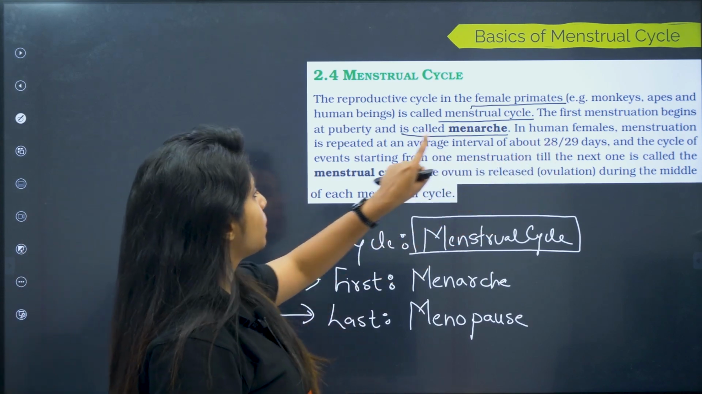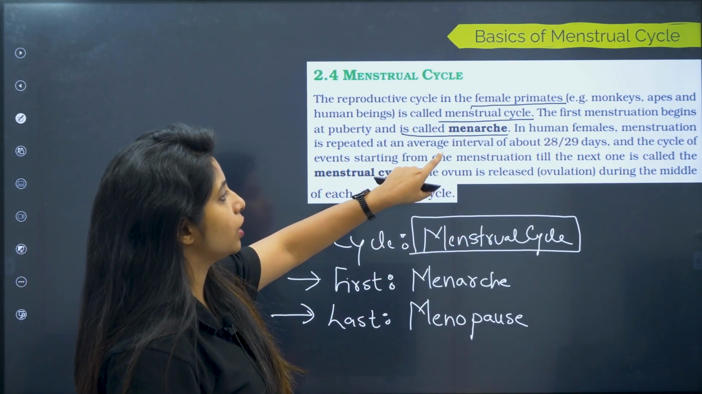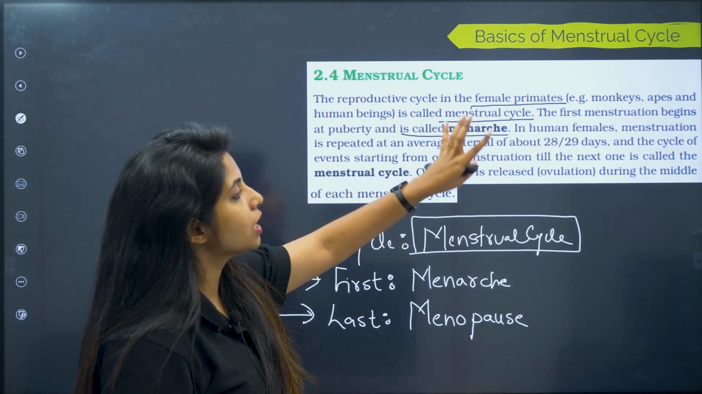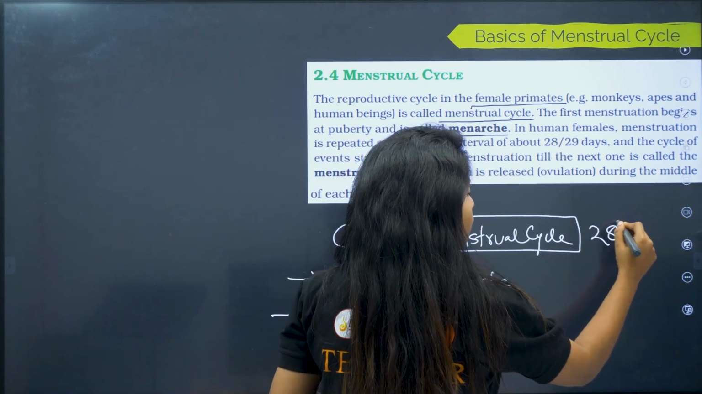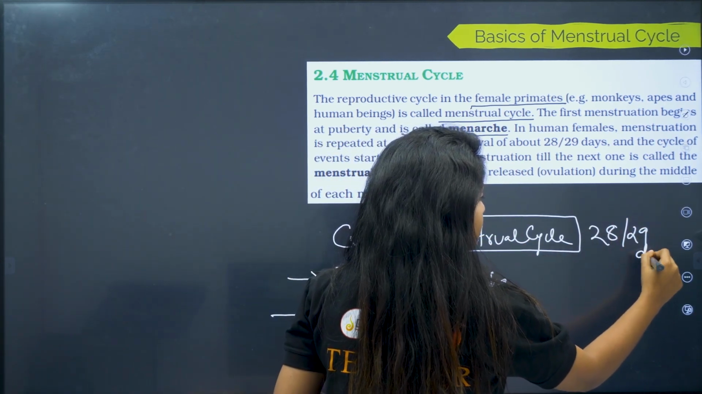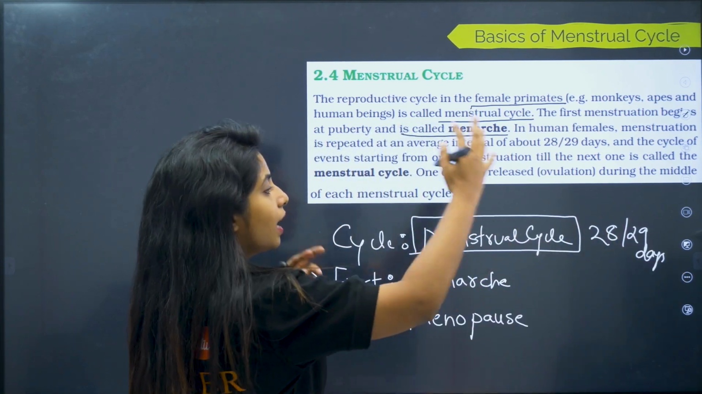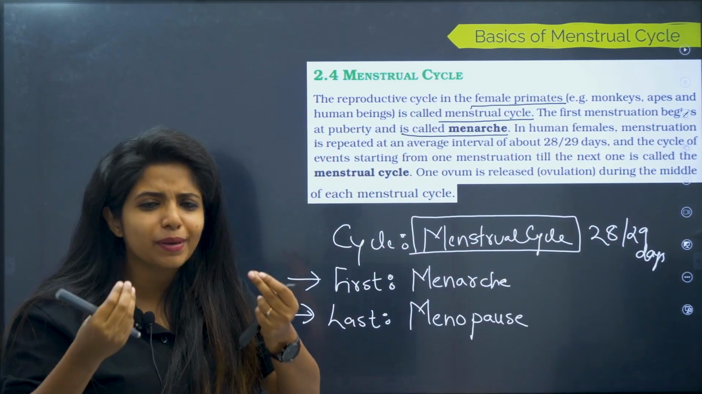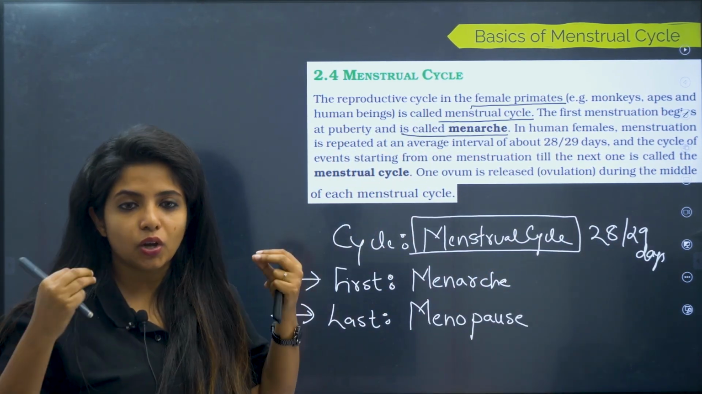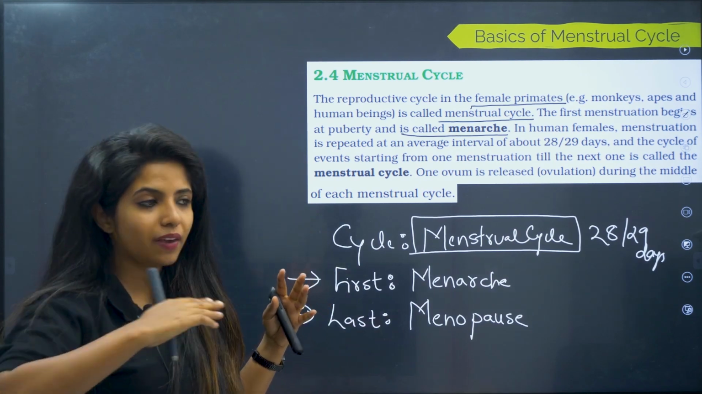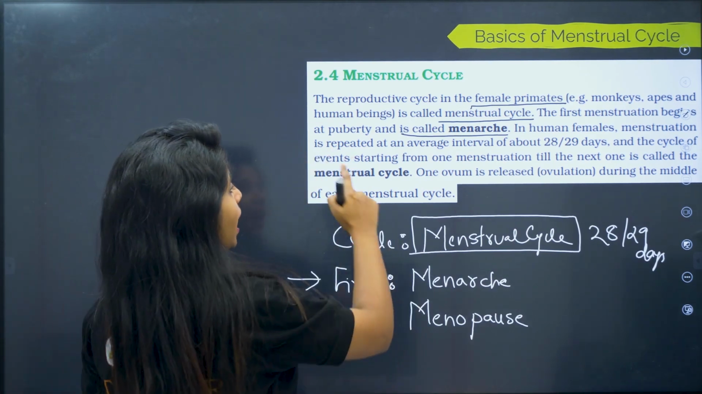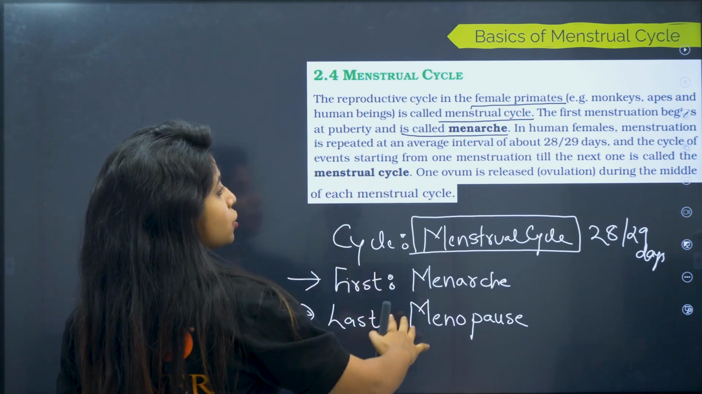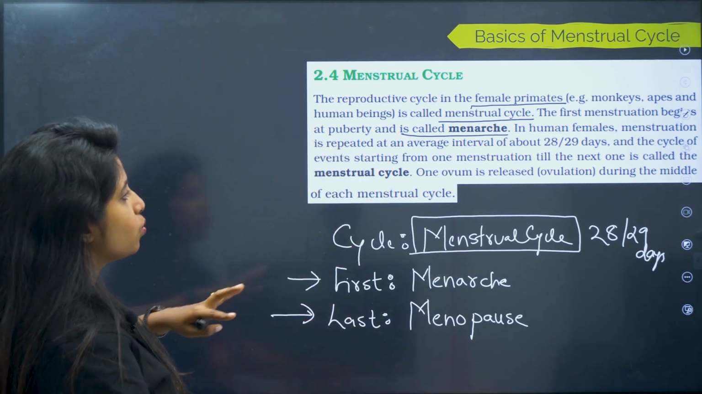In human females, menstruation is repeated at an average interval of 28 to 29 days. That means the cycle is of 28 to 29 days. So after these days, again menstruation, or in basic language we say periods, occurs. The shedding of blood occurs. So after every 28 days, the shedding of the blood will be occurring. And the cycle of events starting from one menstruation till the next one is known as the menstrual cycle.